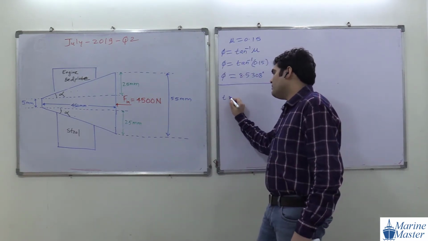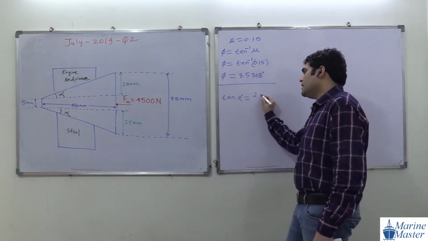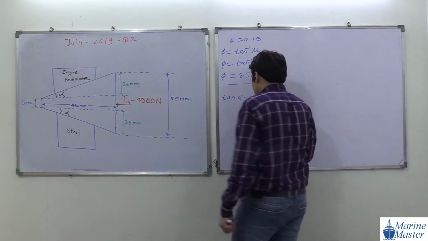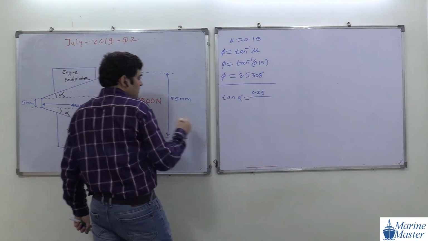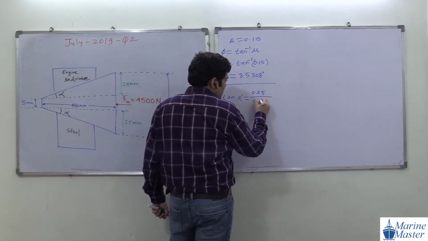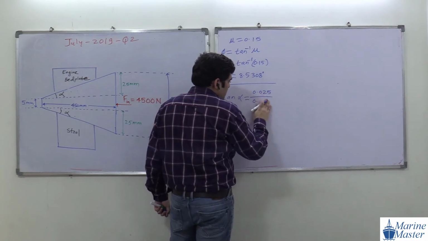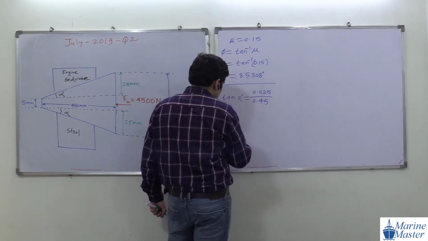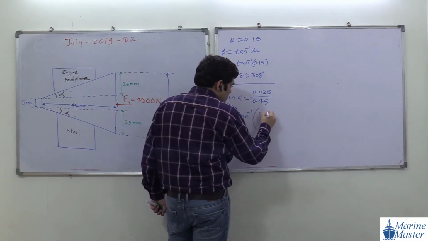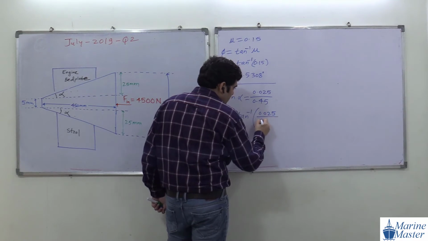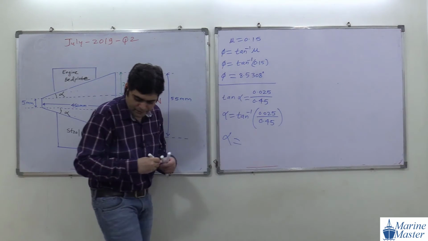So tan alpha will be equal to what? 25, or in other words, in meter, 0.025 divided by what, guys? 450 mm adjacent, which is 0.45. So alpha will be equal to what, guys? Tan inverse of 0.025 divided by 0.45. Everyone please do the calculation and tell me the value of alpha.